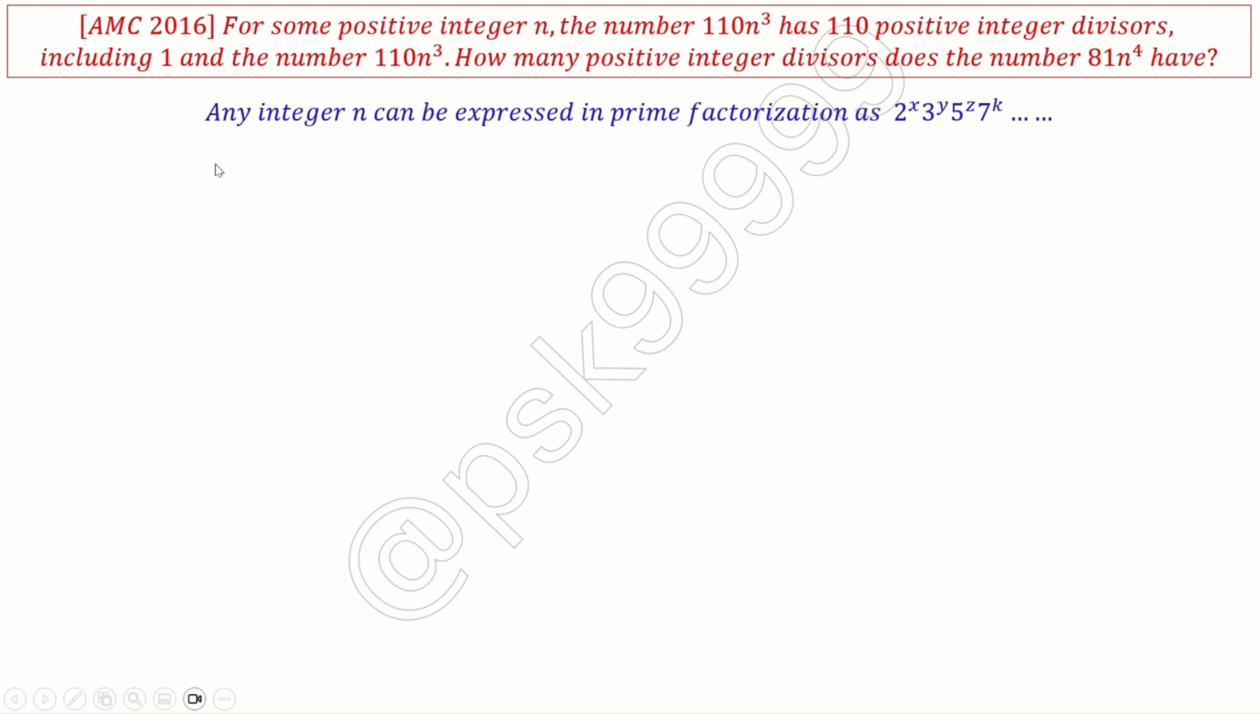This is the most important rule you should remember. Any integer n can be expressed in prime factorization as 2 power x, 3 power y, 5 power z, 7 power something, all prime factors to the power of something. Then the number of divisors is equal to each power you take and add 1: x plus 1 into y plus 1, into z plus 1, up to however many primes the factorization has.